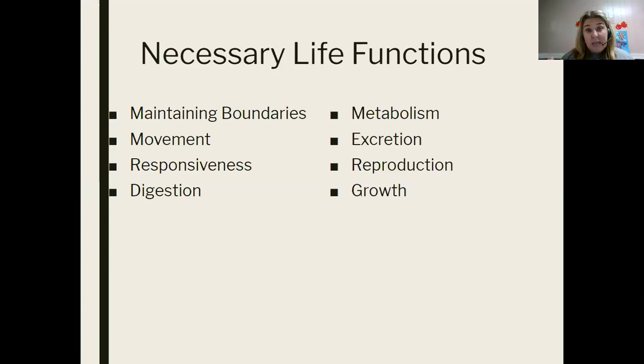Movement, we have to be able to move. We move from the very cellular level. We move our tissues like blood and things like that, but also our body moving in itself. People that are stationary for too long can have some serious problems. They get bed sores, they can get clots, things like that. So, movement is a necessary life function.